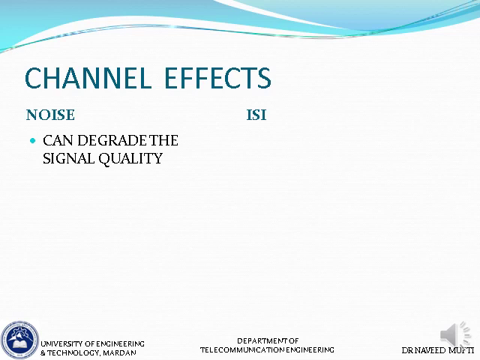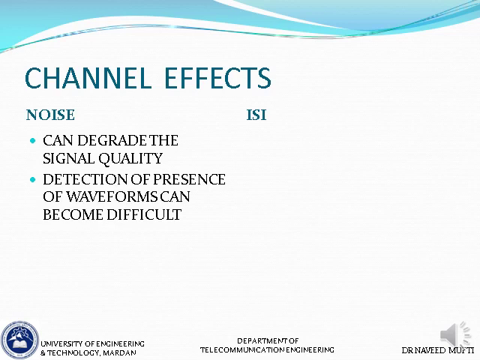So if the channel noise is small, there will be no problem in detecting the presence of waveforms. But when the channel noise is not small, then it can degrade the signal quality, and then the detection of presence of waveforms can become difficult. So small noise does not corrupt the reconstructed signals. In this case, the only noise present in the reconstruction is the quantization noise. But on the other hand, if the channel noise is large enough to affect our ability to detect the waveforms, the resulting detection error causes reconstruction errors.